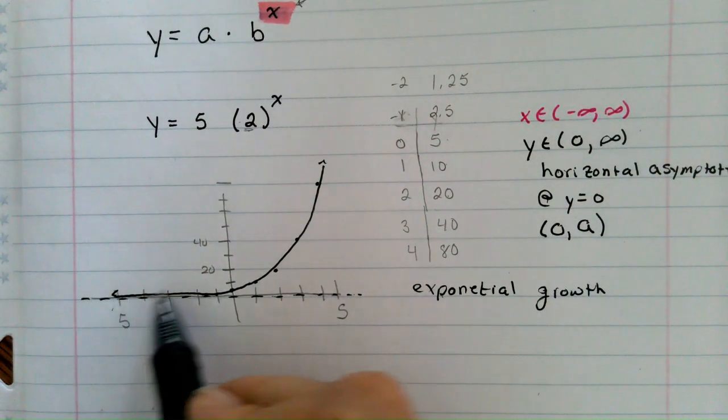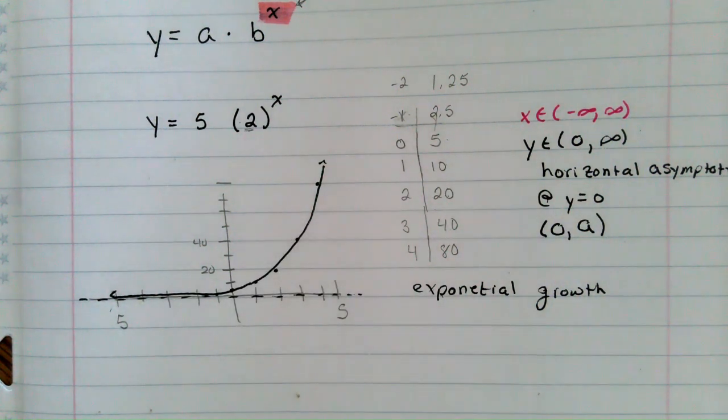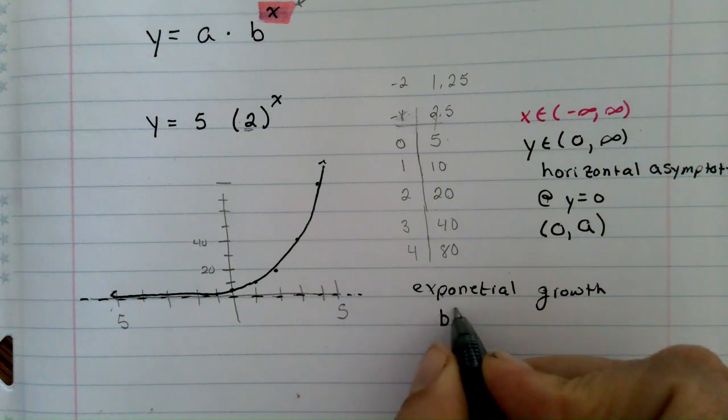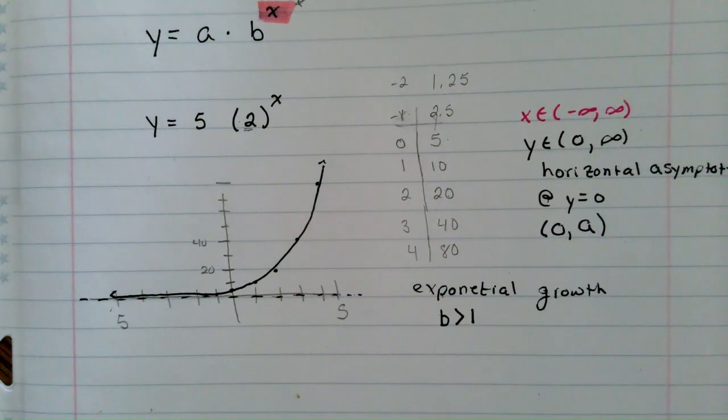Well, it's because as you moved left to right, the graph was going up. How could I tell from the equation before it started that it was going to be growing? Well, if I multiply by anything bigger than 1, the answer gets bigger, right? So when your b value is greater than 1, you get exponential growth.